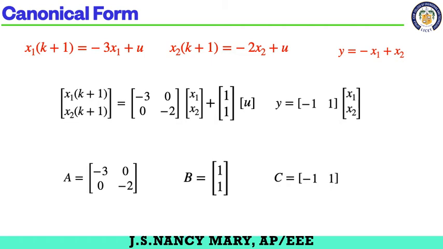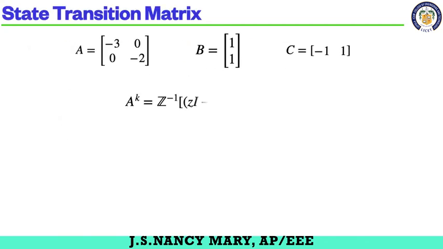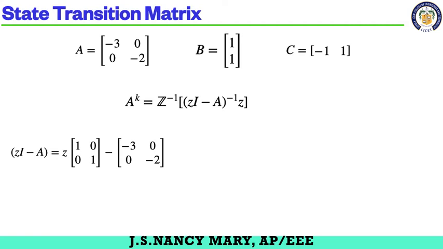D is not there, so d is equal to 0. So this is the canonical form for the given thing. Now we need to find out the state transition matrix, which is given by the formula A^k is equal to Z inverse of (ZI minus A) the whole inverse into Z. So first let me find out ZI minus A, which is given by Z plus 3, 0, 0, Z plus 2.